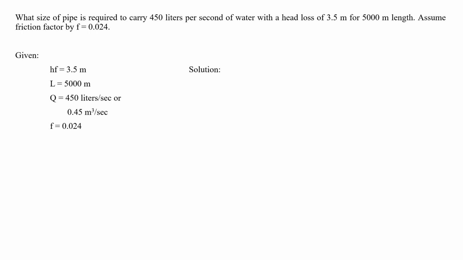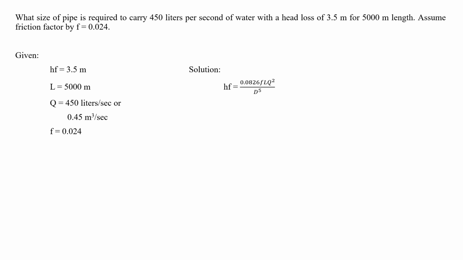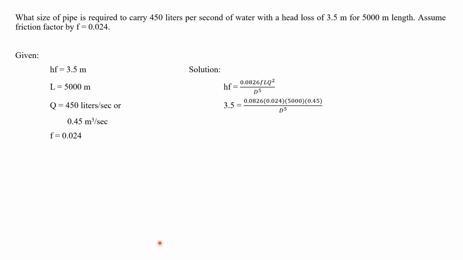Using the formula for head loss, we can now solve for the unknown. hf is equal to 0.0826, this is a constant, times friction factor, length, and Q squared, the volumetric flow rate squared, over the diameter raised to the 5th. Substituting the values, we have 3.5 is equal to 0.0826 times 0.024 times 5,000 meters times 0.45 squared over D raised to 5. D is equal to 0.895 meter or 895 millimeters.